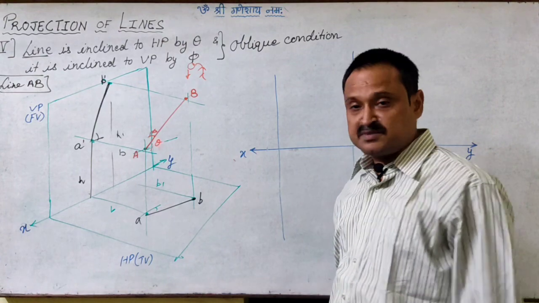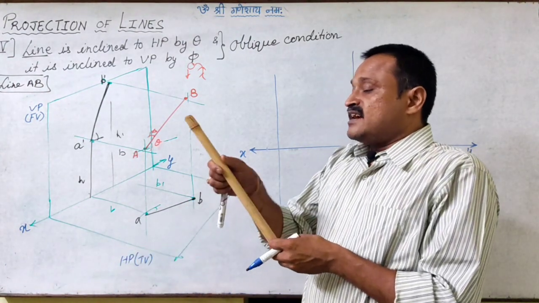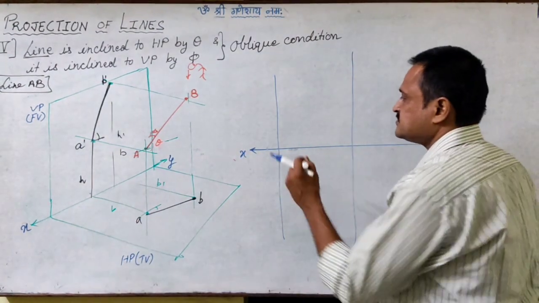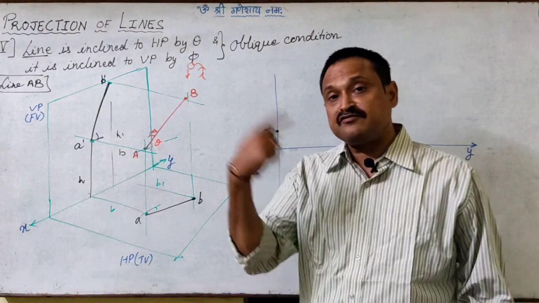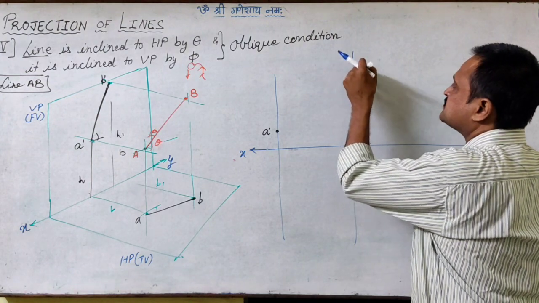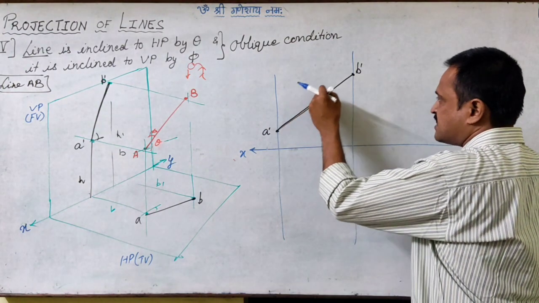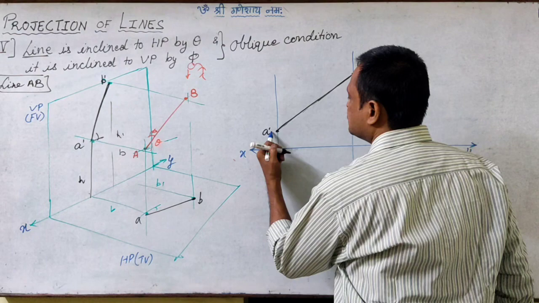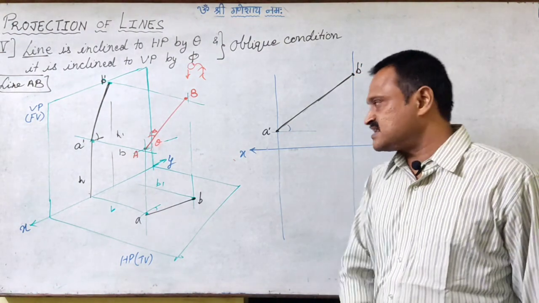Now we'll apply our common sense, and what does it say? When the line is inclined to HP, the heights of A and B will be different. So maybe this is the height of A, so this is A dash. And the height of B will be something other than A, so definitely it is, say, B dash. So I'll get the front view image of AB as A dash B dash, which will be certainly inclined to the horizontal, that is the reference line.